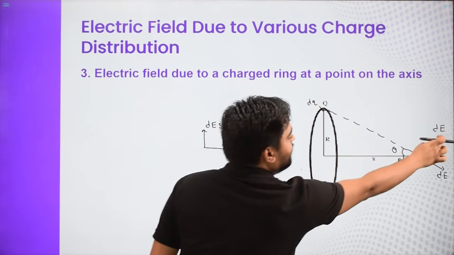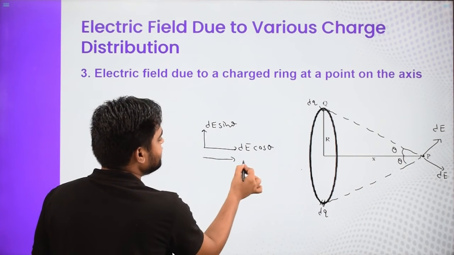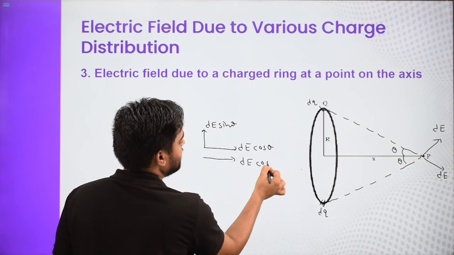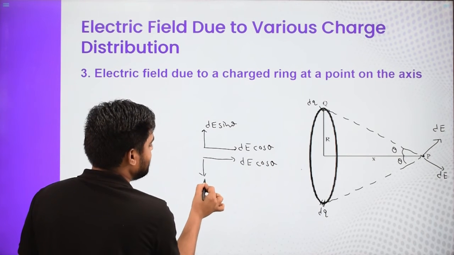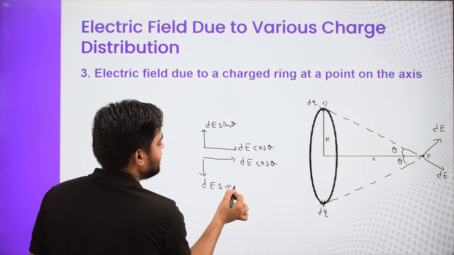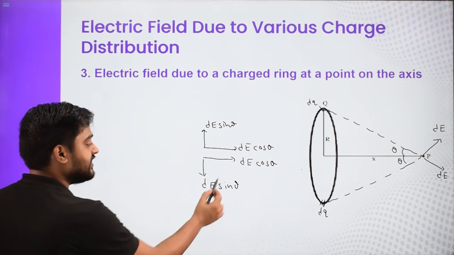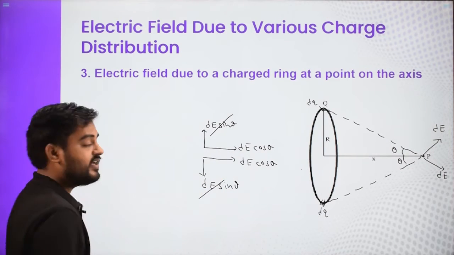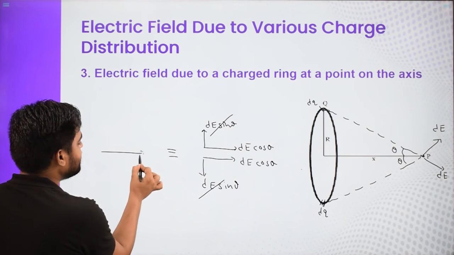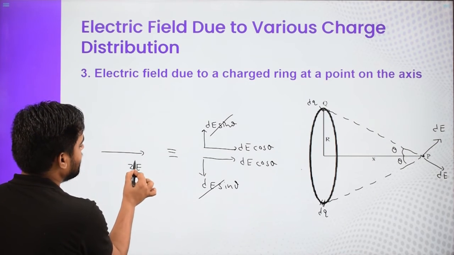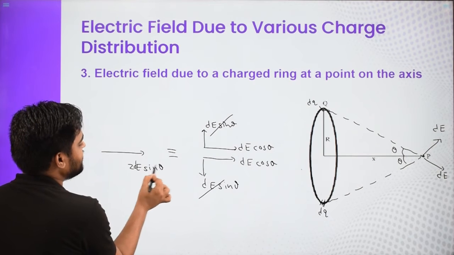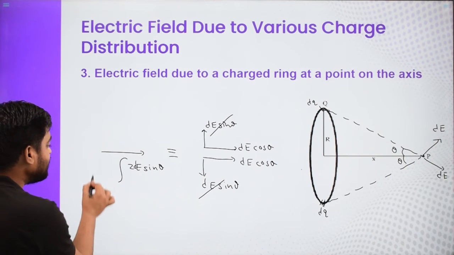That is the component of this dE. And similarly, this dE cos theta and this dE sin theta. We'll say the electric field is a vector quantity, so this dE sin theta gets cancelled. And overall we get just 2 dE sin theta in that direction. I need to integrate this to get the total electric field.